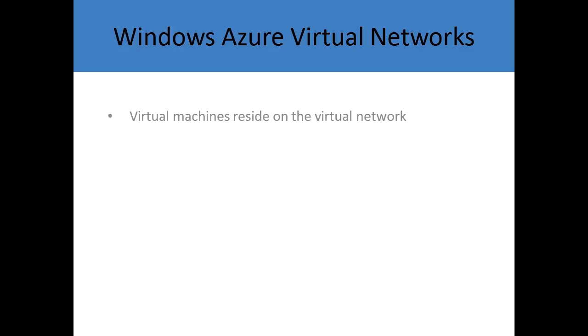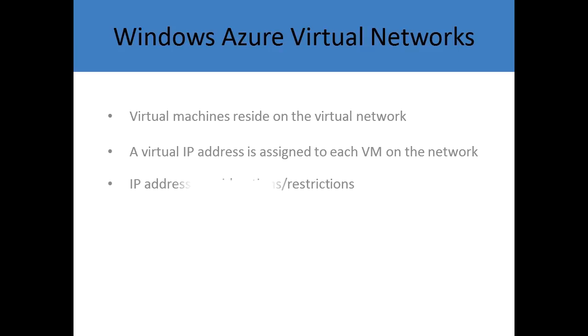For starters, the virtual machines, in essence, reside on the virtual network. It's no different than a network that you might set up in your on-premises environment, wherein you simply say that these systems are on that particular network. Same goes for Windows Azure. A virtual IP address is assigned to each virtual machine on that network. Now, there are some restrictions and considerations with respect to the IP configuration, and we'll go through those shortly.